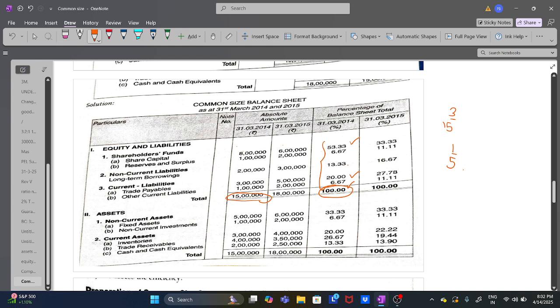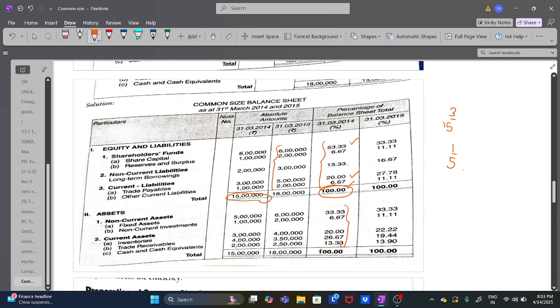Then in assets we have done the same. 5 by 15 into 100. 1 by 15 into 100. See, sometimes the amount we have already calculated. We know what 1 by 15 is, no need to calculate it again and again. The same 6.66 can be copied here. 3 by 15 we already know. 4 by 15 we might have to solve. 4 by 15 is 4 times 6.66. You can do it like that also. 2 lakh, we have already calculated 2 by 15. Everything is divided by 15 lakh.